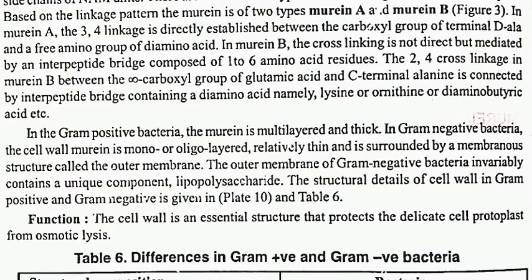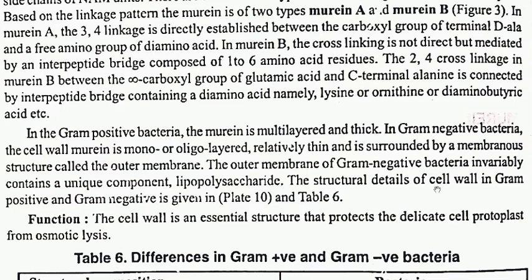Now what is the difference between gram positive and gram negative? In gram positive bacteria, the murein is multi-layered and thick. In gram negative bacteria, the cell wall murein is mono or oligo-layered, relatively thin, and is surrounded by a membranous structure called the outer membrane. This outer membrane of gram negative bacteria invariably contains a unique component known as lipopolysaccharide.